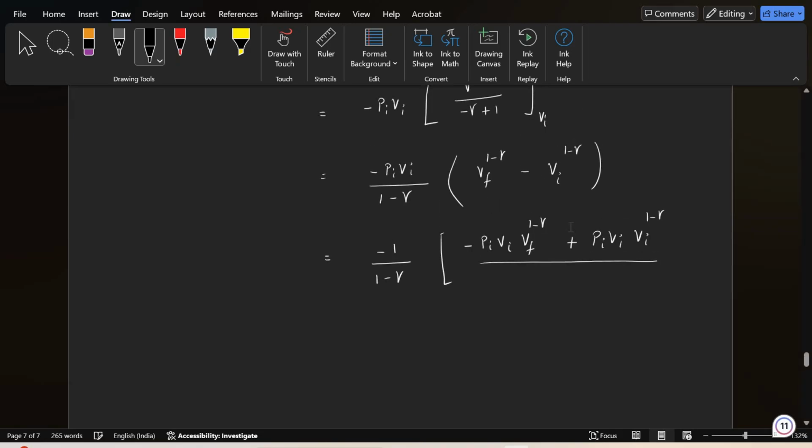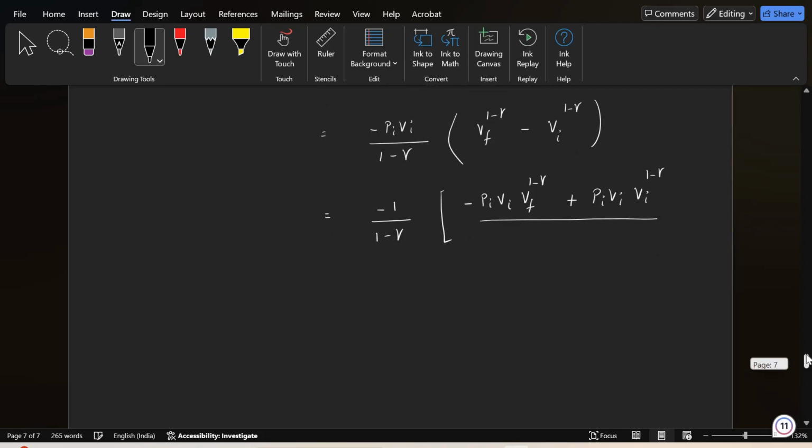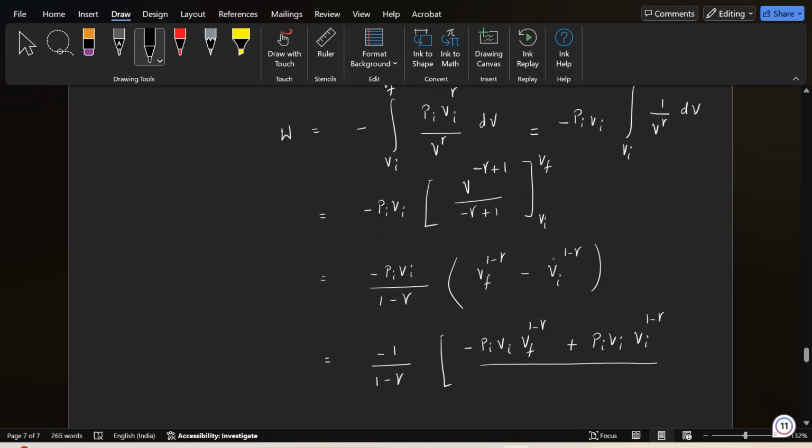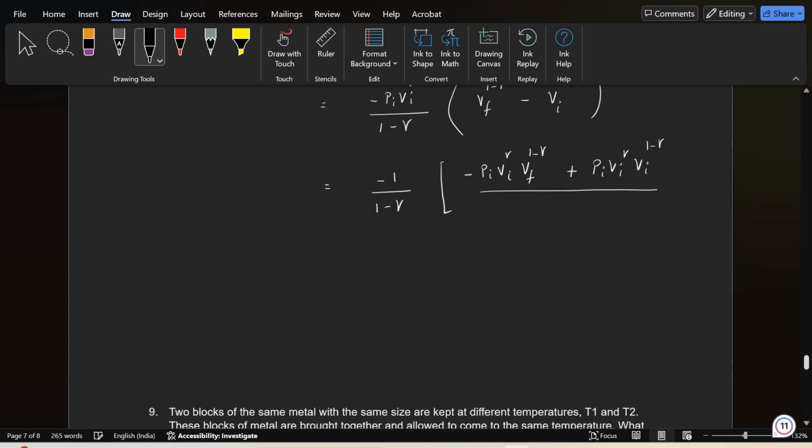Oh, sorry, I missed something here. When I took it out, I missed the gamma power. There are two things. What is VI to the power gamma times VI to the power 1 minus gamma? This will just be VI to the power 1, right? Yes, it will be.